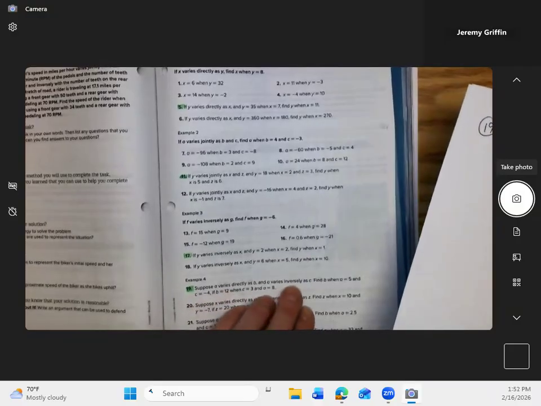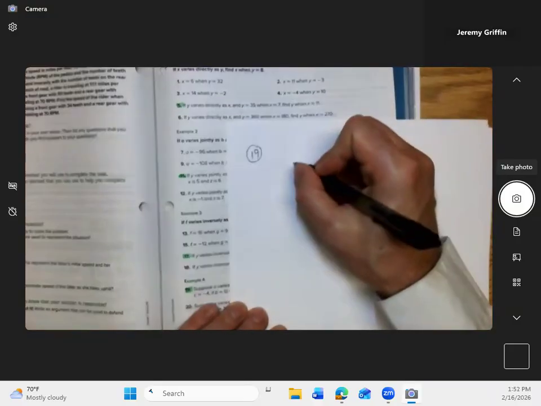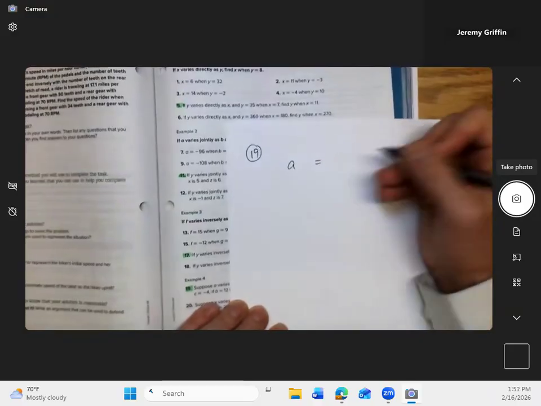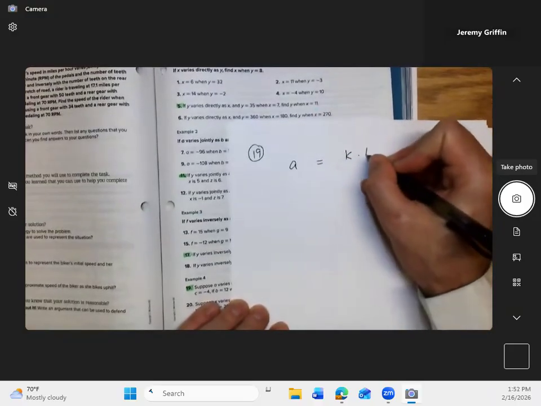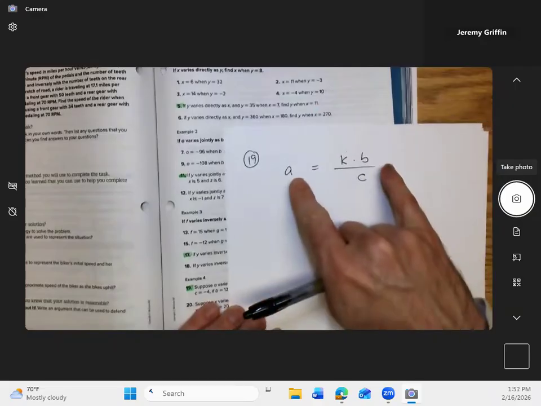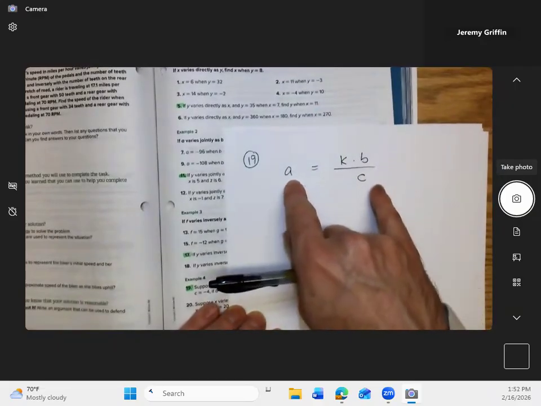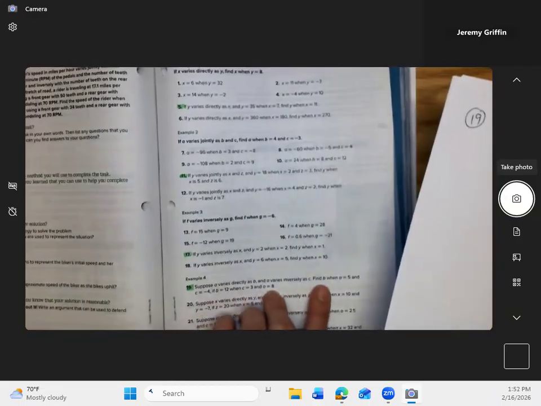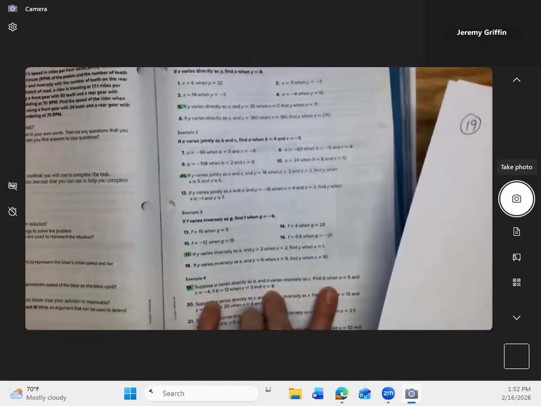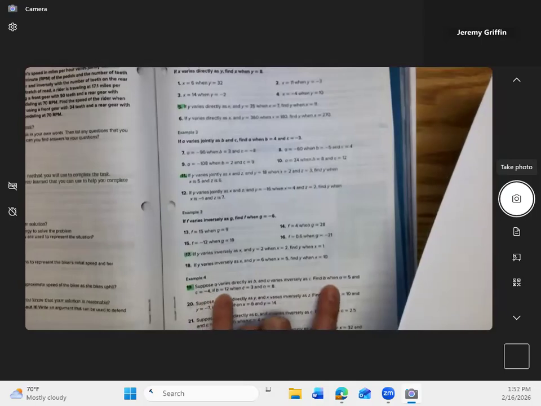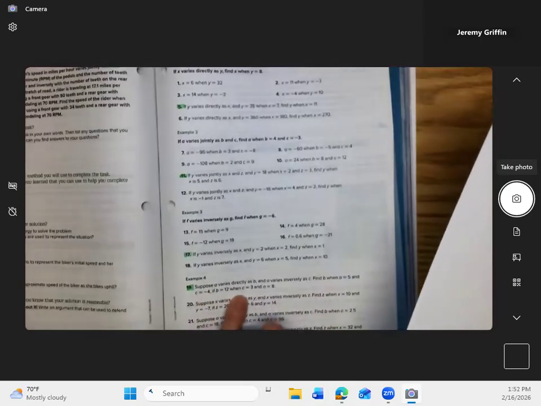A varies directly as B. A varies inversely as C. So A equals some constant times B divided by C. A and B have a direct relationship, A and C have an inverse relationship. Find B when A is 5 and C is -4. Well, we can't do that yet, but this last part will let us do that.